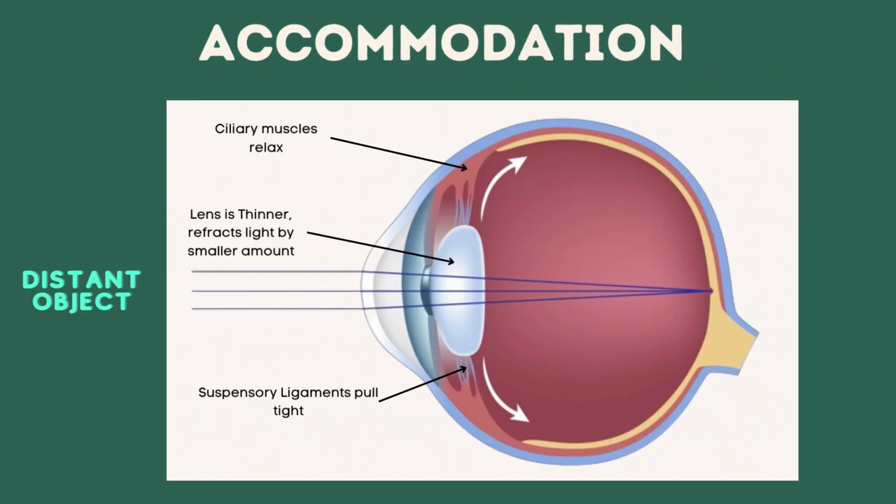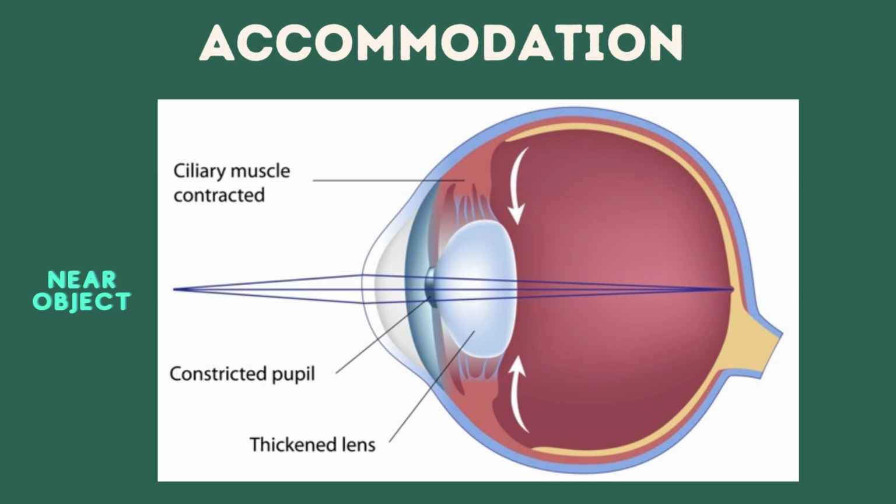Now, what is accommodation? Accommodation is a reflex action in the eye. It is the change or adjustment in the shape of the lens to focus light on objects at different distances. In this case, the light from the object is coming from a huge distance, it's very far. So the ciliary muscles relax, which allows the suspensory ligaments to pull tight. This makes the lens go thin, which means the lens is less curved and it refracts light by a lesser amount.